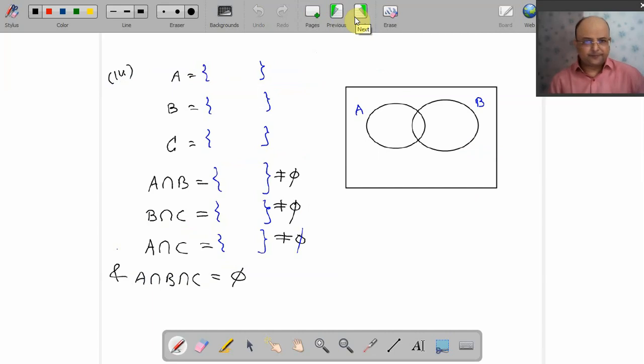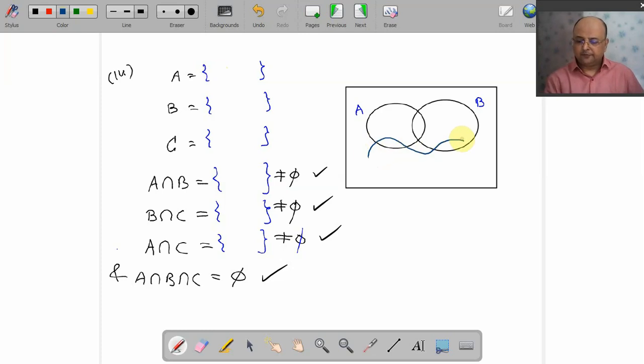Do you remember that example? Which example? Give me an example of 3 sets A, B, C where A intersection B is not equal to 5, B intersection C is not equal to 5, A intersection C is not equal to 5, but A intersection B intersection C is equal to 5. So I gave you an example, but if I ask you the same question, use or give a Venn diagram to illustrate this example.